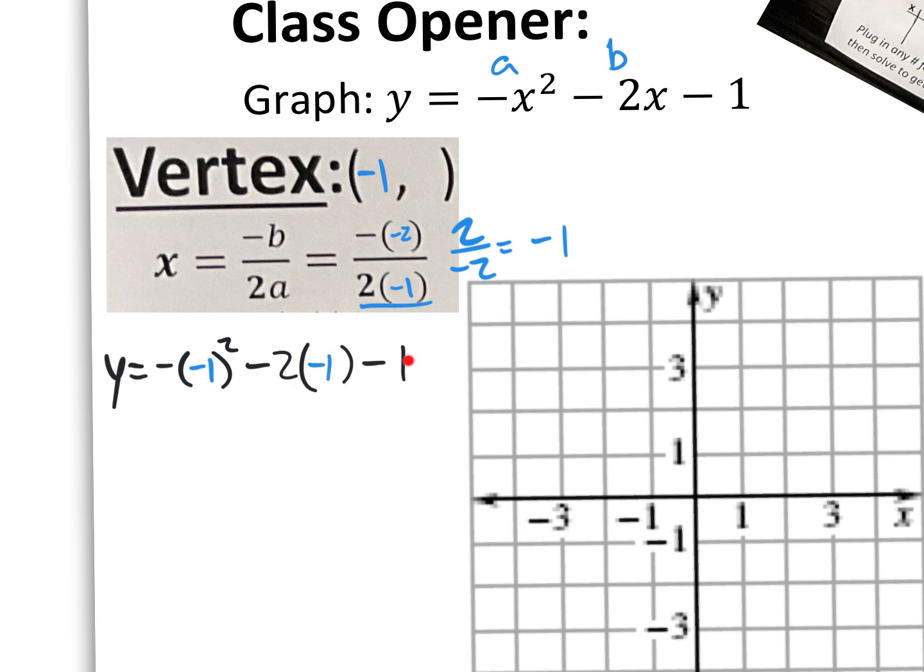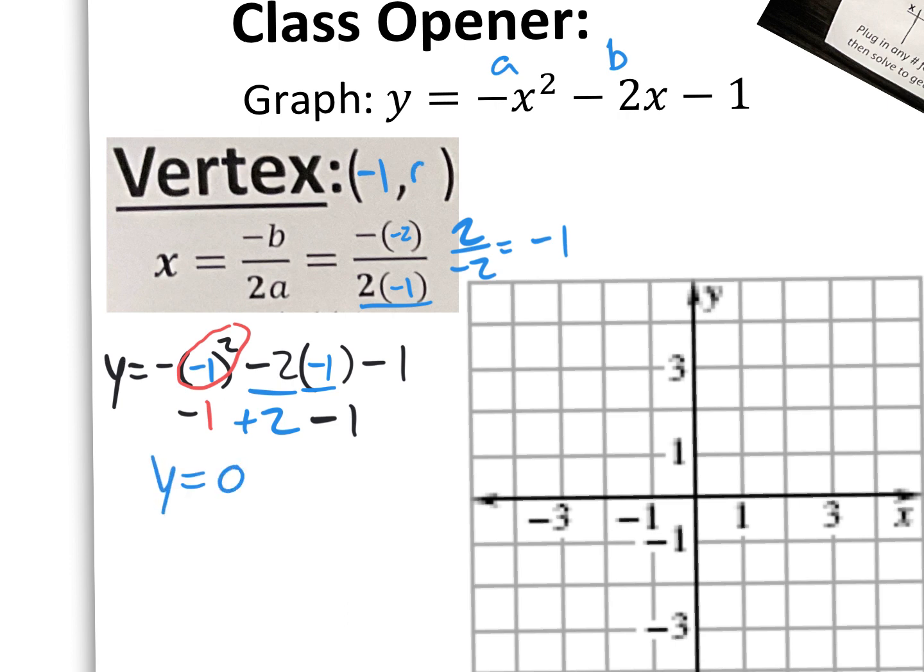And then you could type it into the calculator, get an answer, or you could do it by hand like this. -1 to the second power, that's +1. But don't forget about this negative sign. Just bring that negative sign down, that's a -1. Then you could multiply -2 times -1, that's +2. Then you could also bring down this -1 right here next to the 2, -1. And you could go from left to right. -1 plus 2 is 1. 1 take away 1 is 0. So you end up with a y value equaling 0.